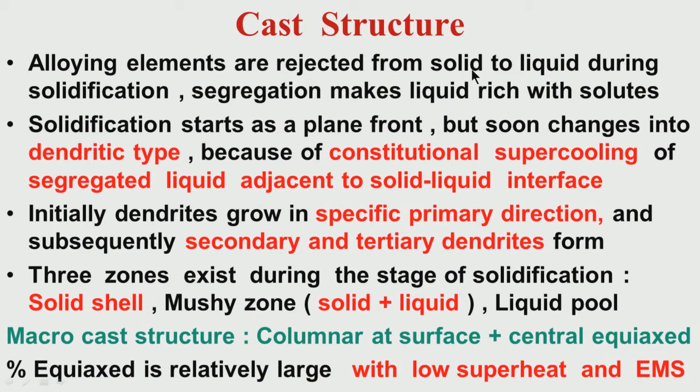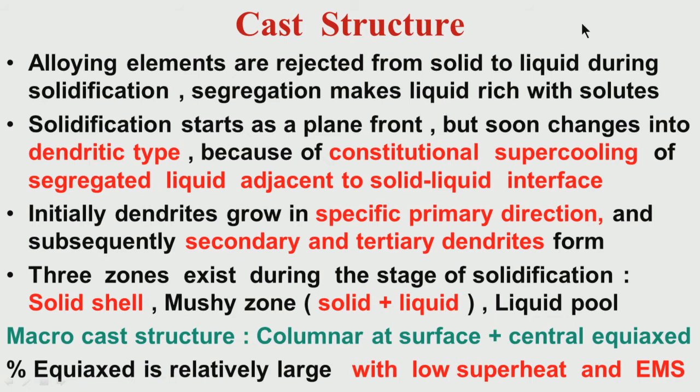The solid will have less solubility for all alloying elements. The solid will have a lower concentration of the alloying elements, and the liquid will have more. So, it is getting rejected as the solidification progresses, and the liquid is becoming more and more rich in the alloying elements. This is what I am telling: segregation makes liquid rich with solutes.